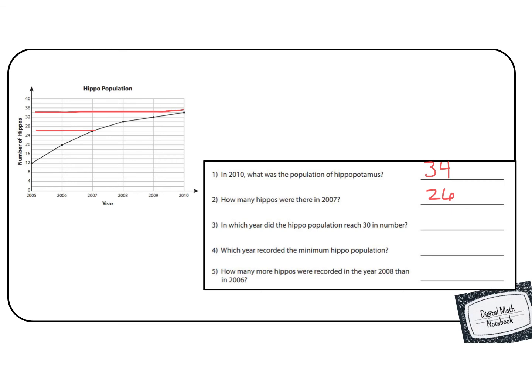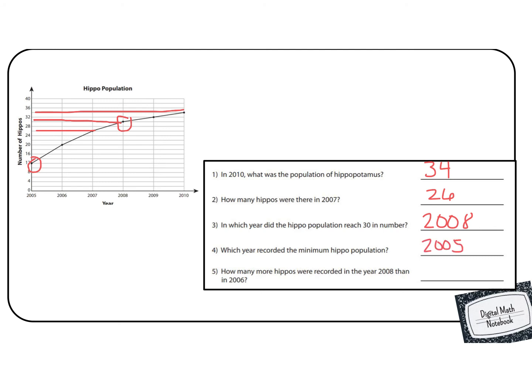In which year did the hippopotamus population reach 30? So let's go over to the 30, but more than 28. 30 would be right here. So that would be 2008. Our next question says, which year recorded the minimum hippo population? That would be the lowest number. So the lowest point in the graph is all the way down here at 2005.